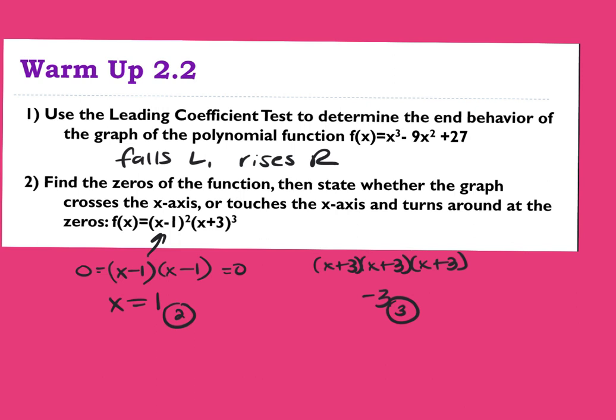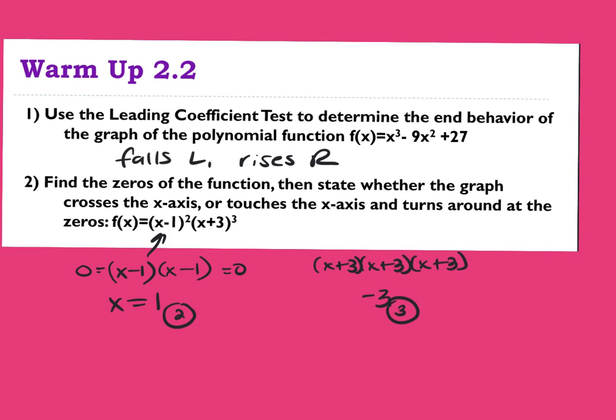And then for 2, you didn't have to, I repeated it so you could see what it would look like. If it says x minus 1 twice or squared, that means there's 2 of those. That means there'd be 2 1s. And then x plus 3 to the third means there'd be 3 negative 3s. So the multiplicity, you will write just like this.